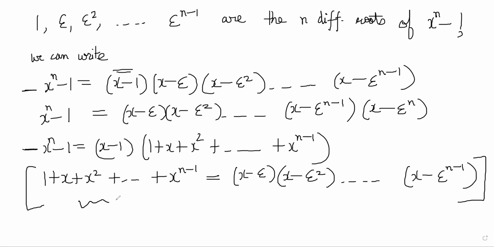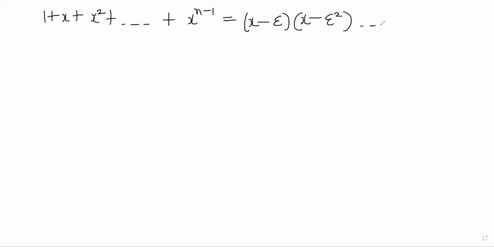Now we can do a slight transformation here and get a similar result, but that is also a new result, which is also very useful. So what you can say is we have this 1 plus x plus x square till x power n minus 1 is equal to x minus epsilon till x minus epsilon power n minus 1. Now do the substitution x with 1 by x. So what will happen?